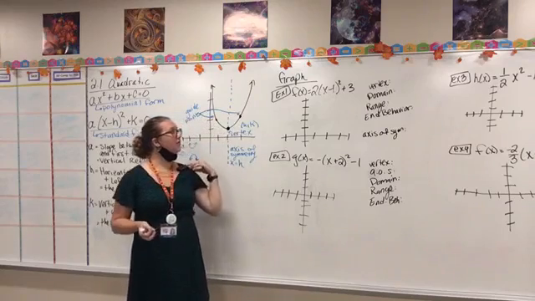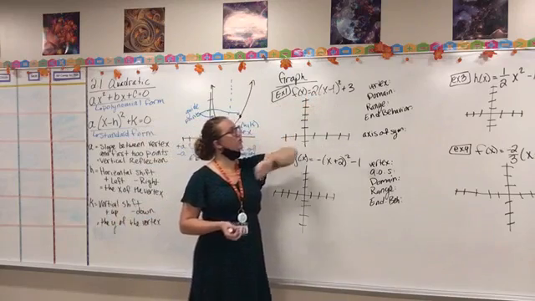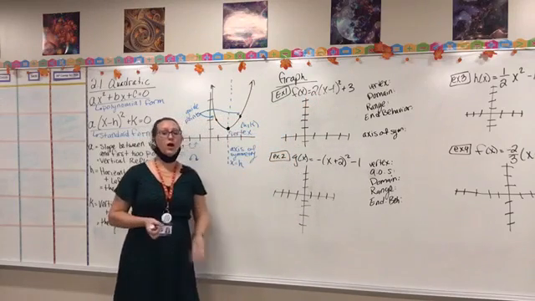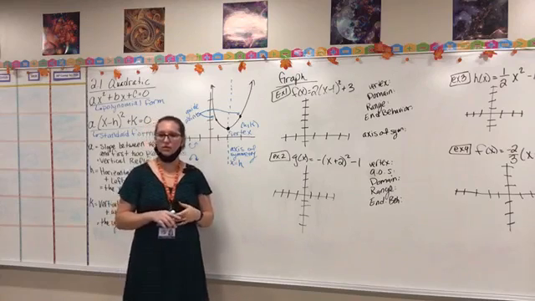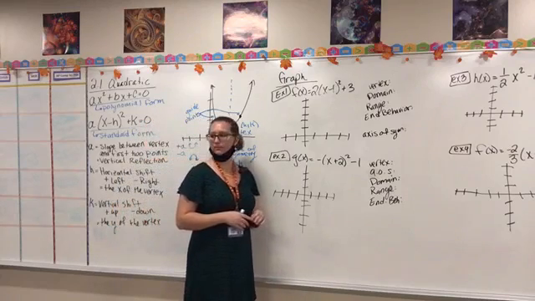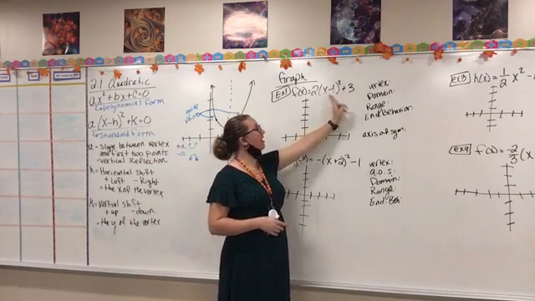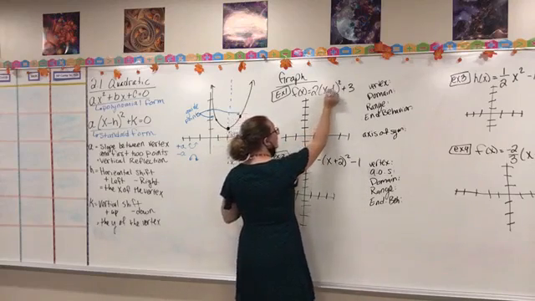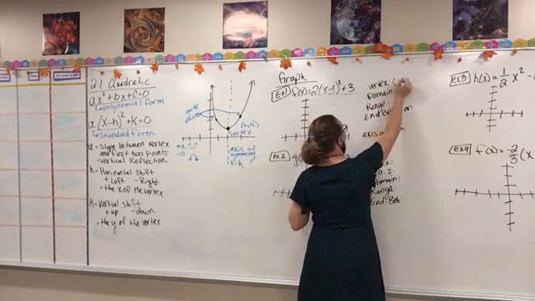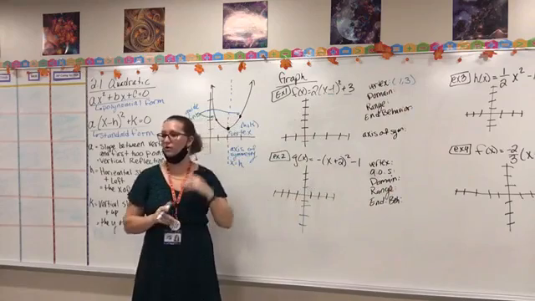So in my first problem, f of x equals 2 times (x minus 1) squared plus 3, what is my vertex? What's my center point? Okay, so I have a -1 and a 3. So that's my h and that's my k. Remember, we always change the sign of h. So it'll be +1 and 3, because you always change that sign.